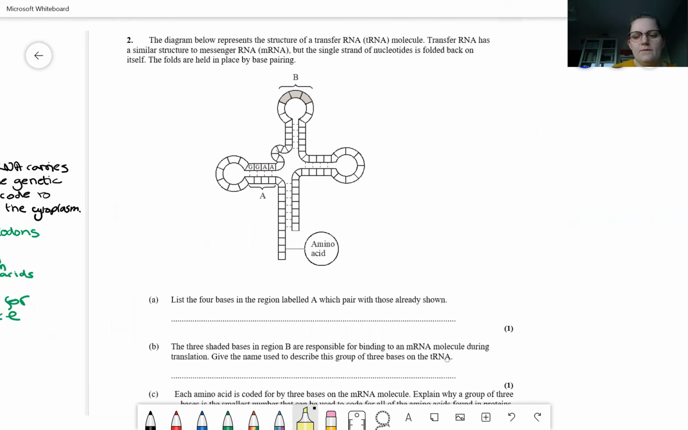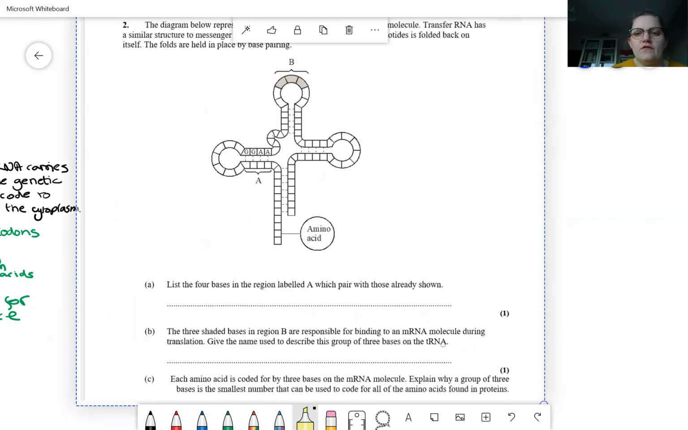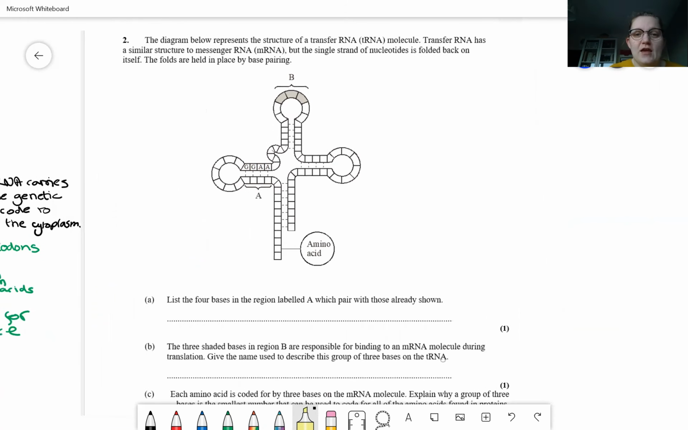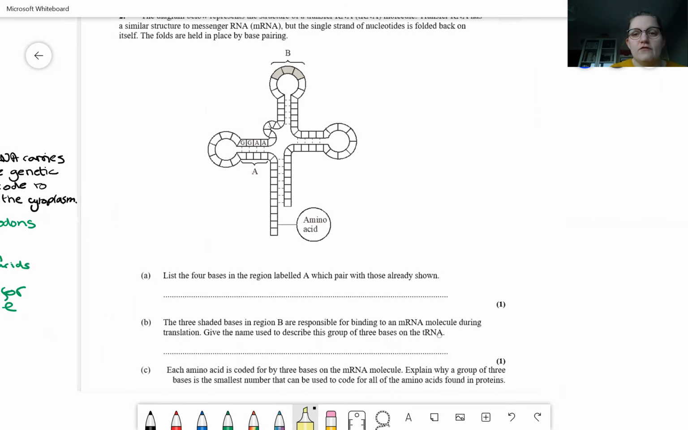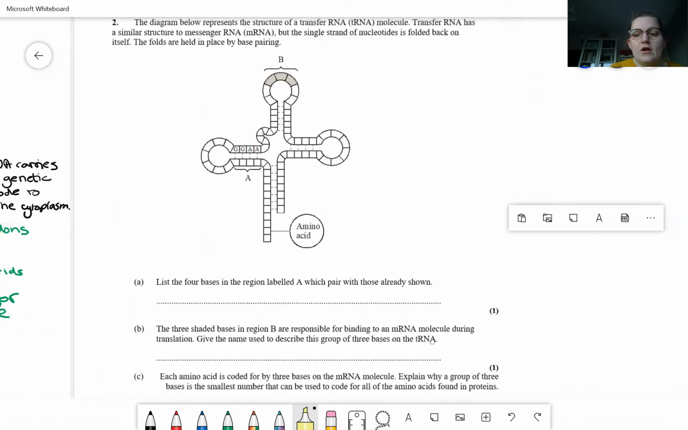So the diagram below represents a structure of transfer RNA. Transfer RNA has a similar structure to messenger RNA, mRNA, but the single strand of nucleotides is folded back in itself and folds are in place by base pairing. So your questions are: list the 4 bases in the region labeled A, which pair with those already shown. So you're basically just asked to do basic complementary base pairing.